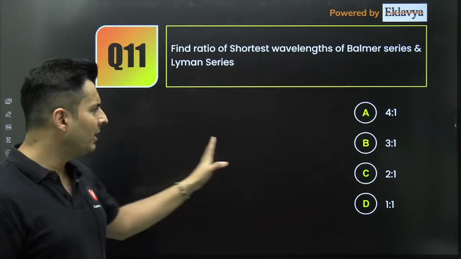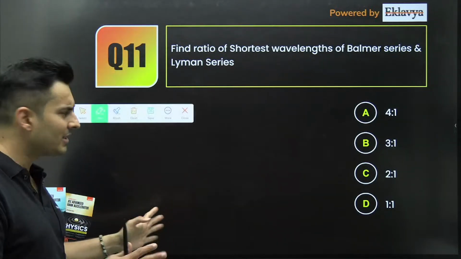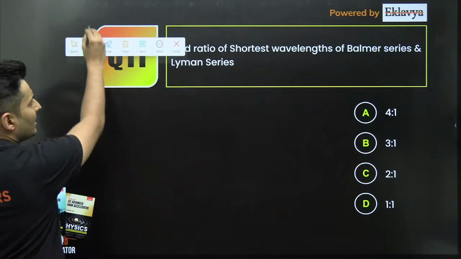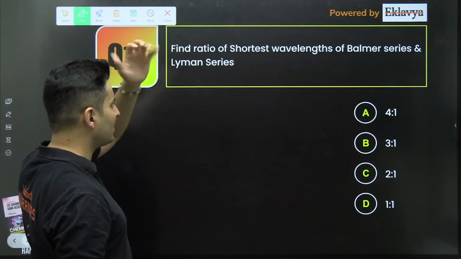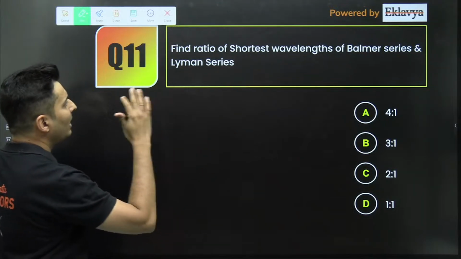Again it is getting repeated. It's the same thing. Instead of longest, they will ask shortest, longest. Same kind of variations they are doing. Shortest wavelength means longest energy gap. So of Balmer and Lyman.